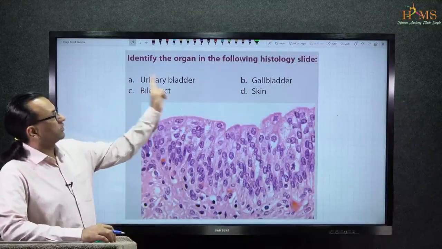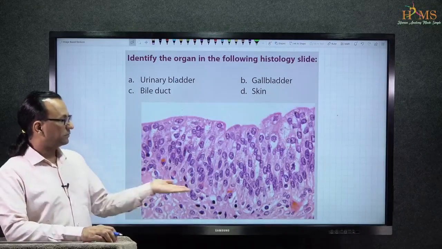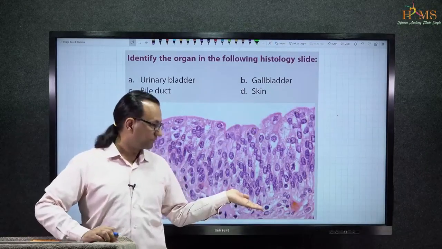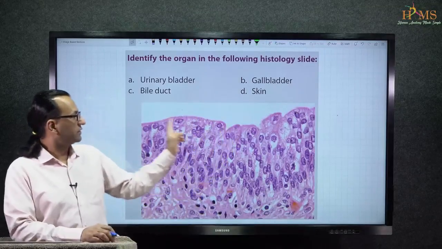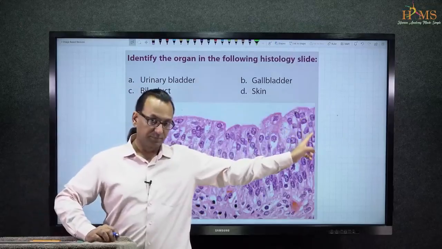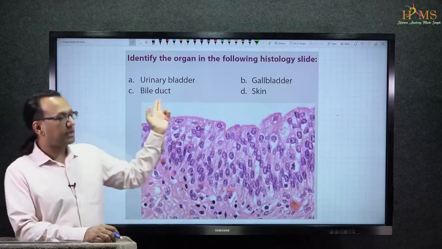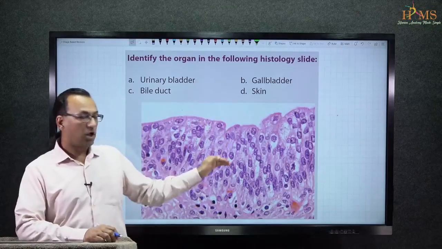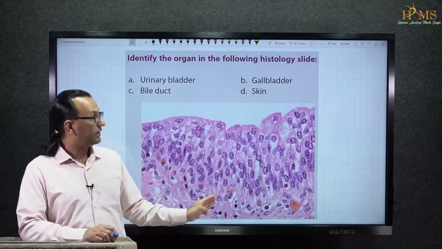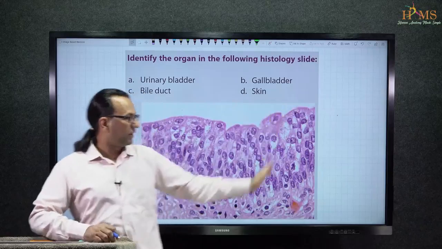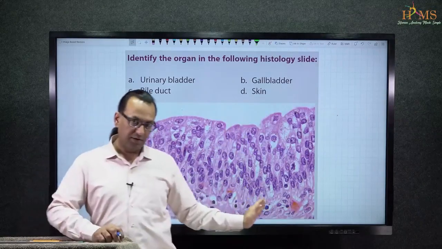As we find, the present question is asking about an organ which is having this kind of epithelium. It is multi-layered, so it appears like stratified. And you see the cells are having large nuclei, even the superficial cells are large and globular cells. Can it be urinary bladder? That's what we want to find out. It can be bile duct, because bile duct will be actually stratified, cuboidal, maybe 2 layers thick, but this appears to be 5 to 10 layer thick epithelium. It can't be gallbladder because it will be columnar epithelium with microvilli. Doesn't appear like that. It is multi-layered epithelium.